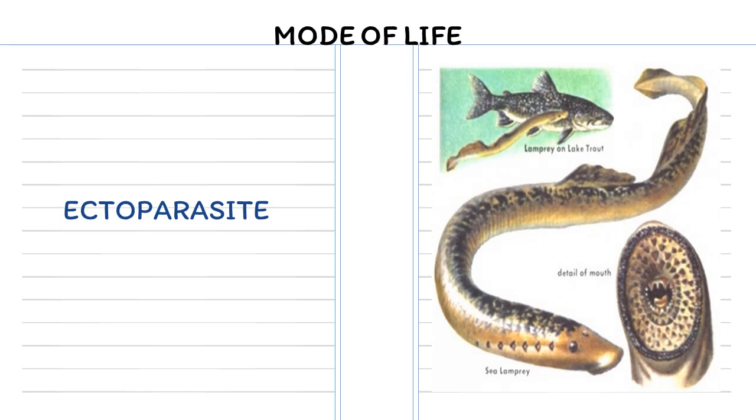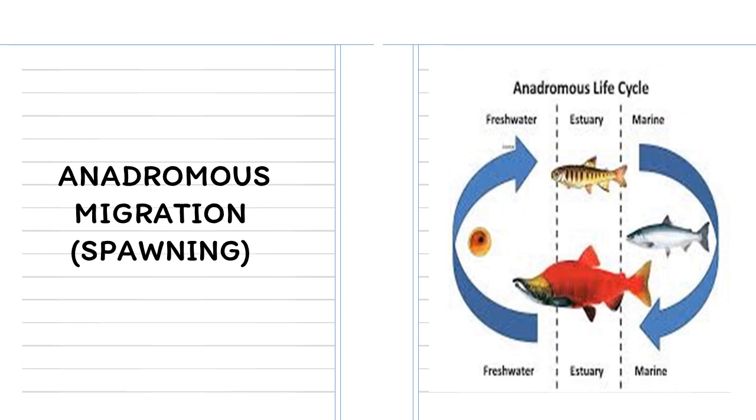Okay. Can you watch this? So the lamprey on lake trout. This lamprey is one of the cyclostomata. It attached on the trout fish, right? Then it has one of the characters like anadromous migration for spawning purpose. Anadromous migration means the fishes migrate from one water to the next water, either from fresh water to marine water or marine water to fresh water.